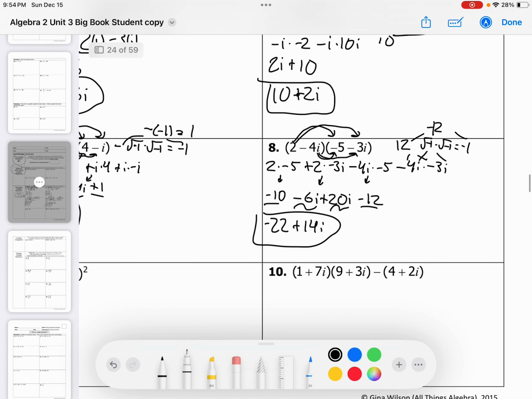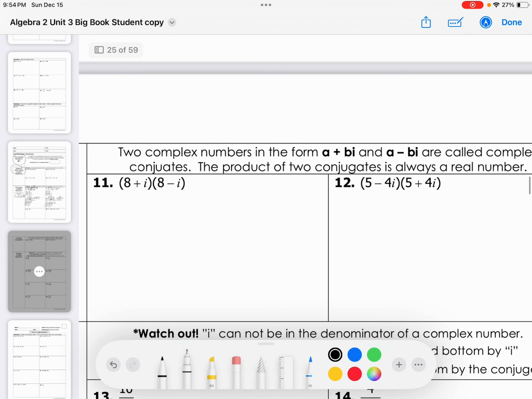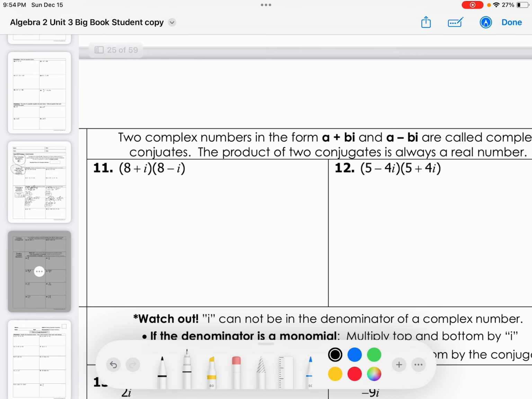I'm going to go ahead and skip the next two, so skip 9 and 10 and go down to 11 and 12. Here come some special cases that I want to make sure that you have seen. So we again have things to distribute. We have the 8 times 8 and 8 times negative i. And then we would distribute the i, so I'd do plus i times 8 and plus i times negative i.